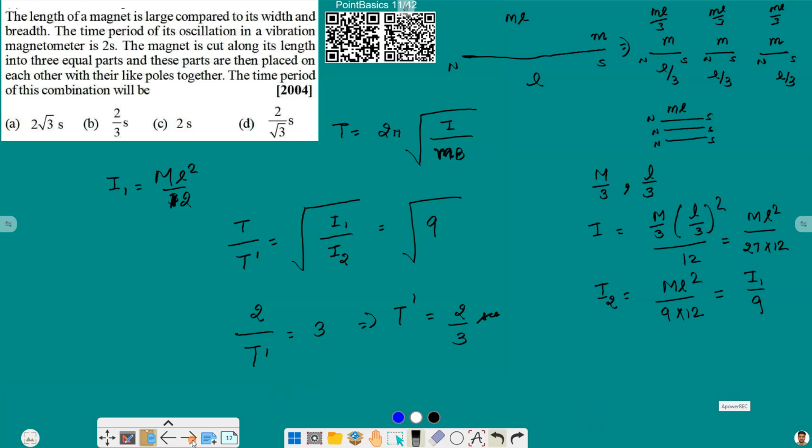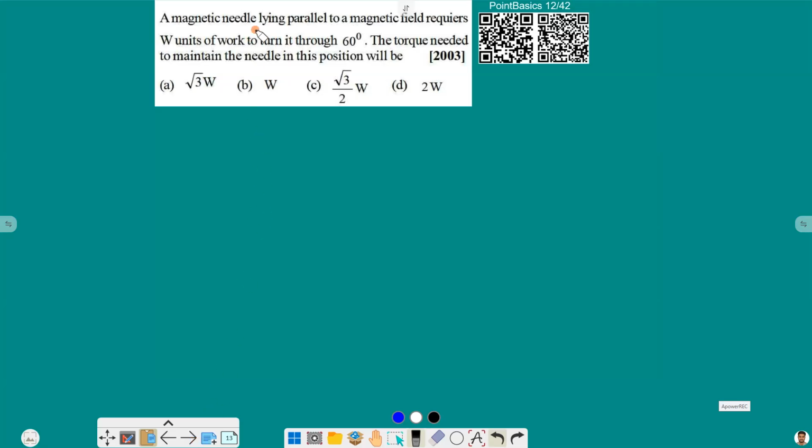Let's move to the next one. A magnetic needle lying parallel to a magnetic field requires W unit of work to turn it through 60 degrees. The torque needed to maintain the needle in this position will be. So we have a magnetic needle. Suppose this is the magnetic needle, and initially it is parallel to the magnetic field. So this is the magnetic field direction, and this is the direction of the magnetic dipole moment of the needle, and both are parallel to each other.